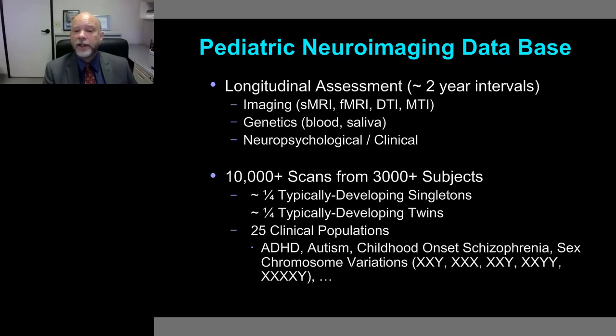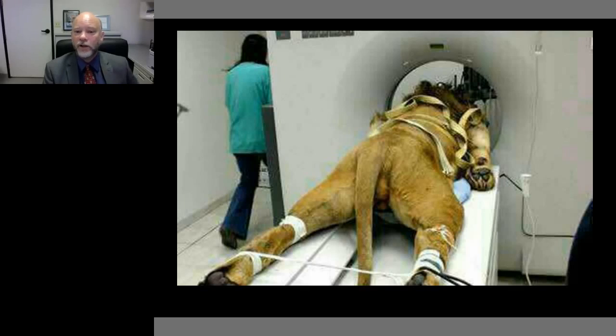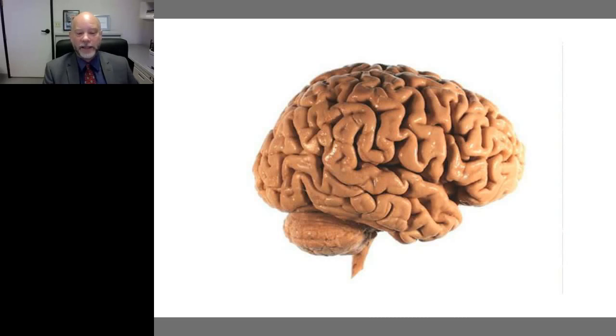So these numbers are ever changing, but over 10,000 scans, about half of them healthy, typically developing youth, and half of those twins. And the other half from clinical populations such as ADHD, autism, child schizophrenia, depression, 25 other illnesses that we're looking at. So this is just a joke slide showing why MRI is better than CAT scans, because you can put a cat in an MRI. But really what is the advantage is that MRI scans don't use radiation. So not only can you scan healthy children, you can scan repeatedly over time.